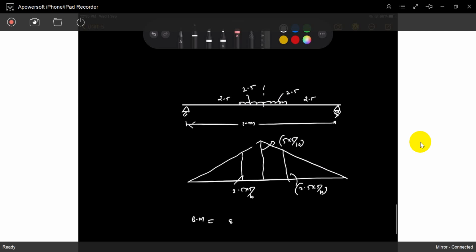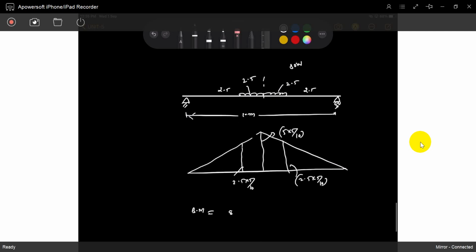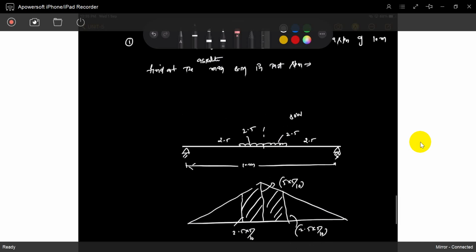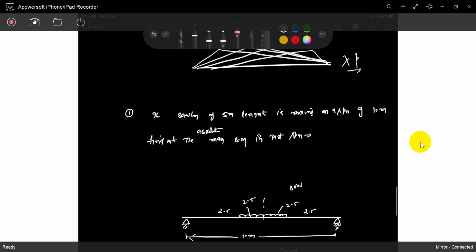The intensity is 80 kilonewtons per meter. So the value is 80 into 2.5 into 5 plus 5 into 5 by 10, divided by 2. The same thing comes on both sides, and the distance is 5 meters. You will get the value because this thing and this thing are the same. So this is the idea of absolute maximum bending moment.